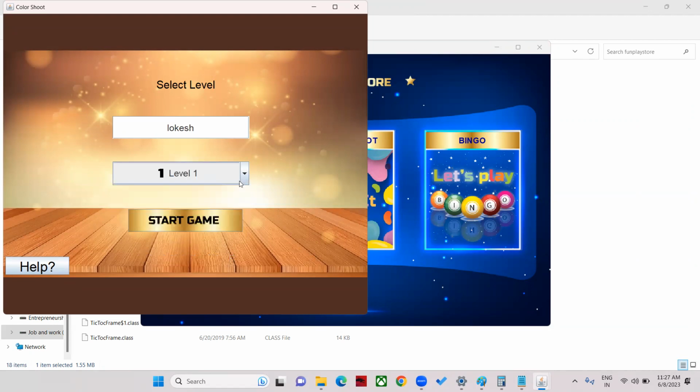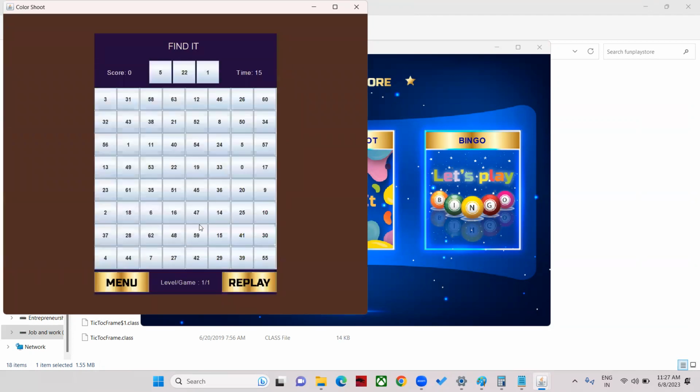Level 1 is enough for now. Start the game. Find the 5 in this particular box. 5. Where is 22? 1. Again. 37. Where is it? 57, at least. Okay, 57 here. 28. Something like that. You have to go for it, okay? This is one of the applications that I built.